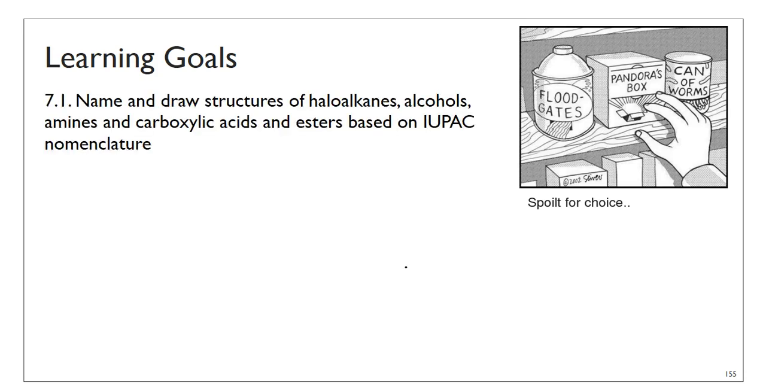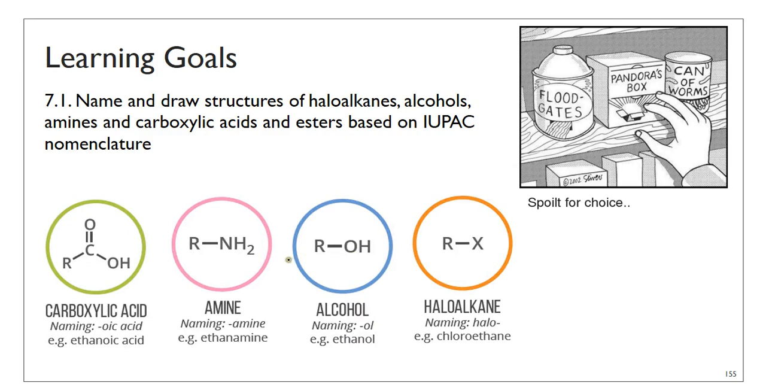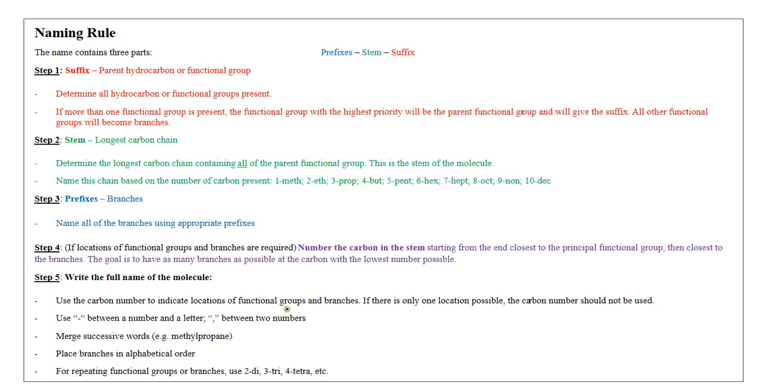But what we're going to do today is give you 4 more homologous series or groups, if you will. These 4: carboxylic acid, amine, alcohol, and haloalkane. So these are still organic compounds, but they have something beside carbon and hydrogen, and that's why they have different names. So that's all we're going to do today. We're going to look at some of their chemical properties next week. All right, the naming rules still apply, so you really want to have this in front of you whenever you do any naming question.